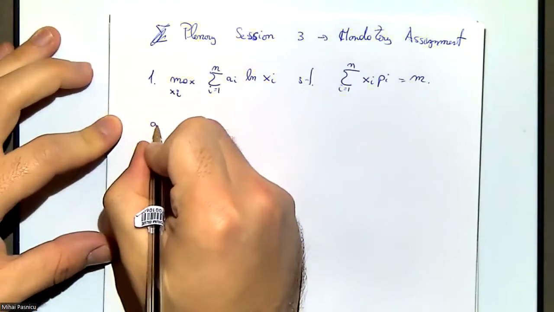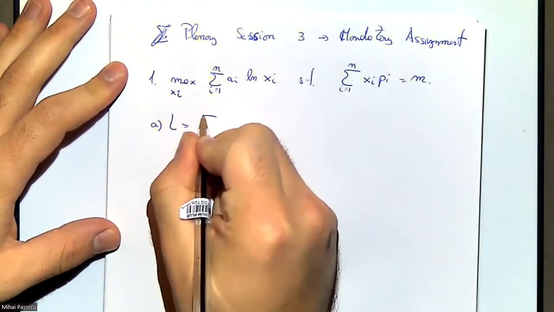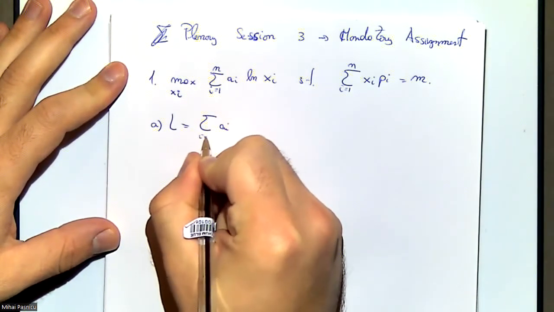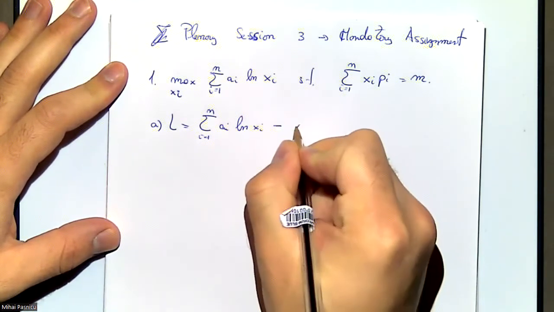Okay, so on point A, you're asked to solve the Lagrangian. Here's how we go. We put the Lagrangian up, and we have the sum from i of ai. I think all of you managed to set up the Lagrangian, so that's a great sign.